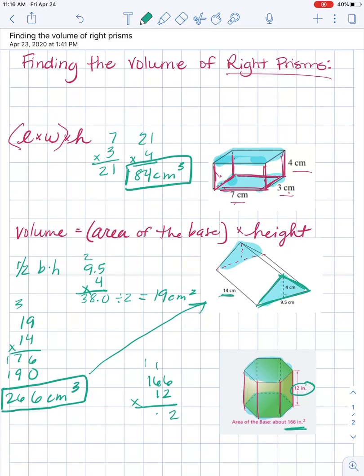That gives us 1,992, and then our unit is inches, and we will cube it because we're talking about volume. Sorry, that's a little sloppy. See if we can neaten it up just a little bit. Perfect. So to find the volume, area of the base times the height.